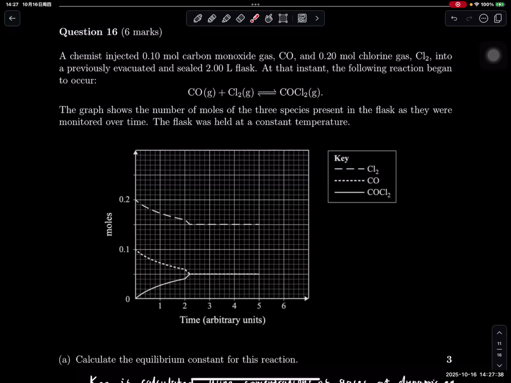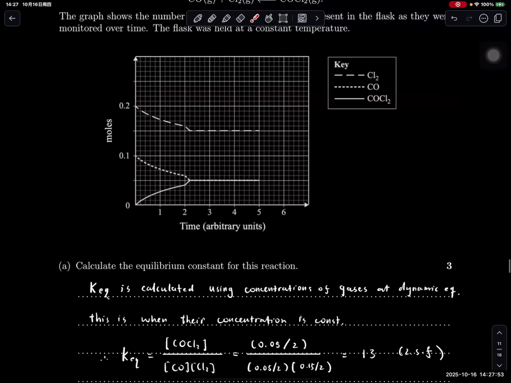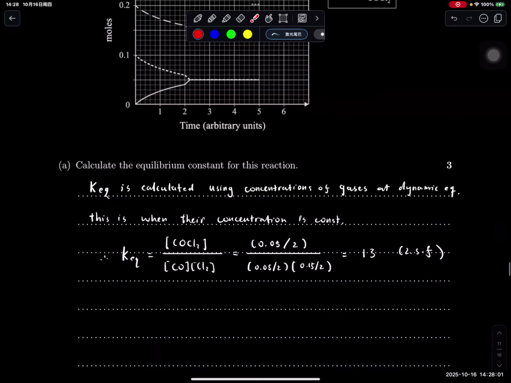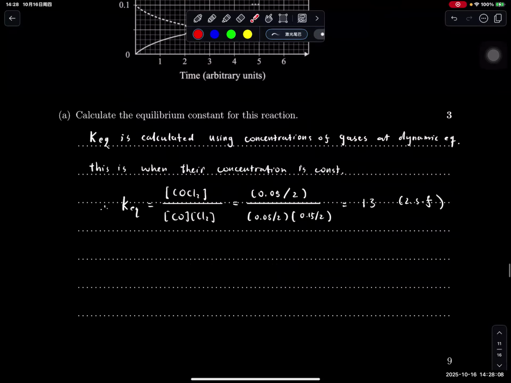Question 16. It's a concentration graph rather than a molar. It's a number of moles graph, okay, but it's still roughly the same. To calculate the equilibrium constant, we know that the equilibrium constant is evaluated when everything has reached equilibrium, so that would correspond to the time when everything's flat. If you just use that value, make sure to convert it into concentration before you substitute the values. Okay, you get 13.260. It's quite easy for this question.